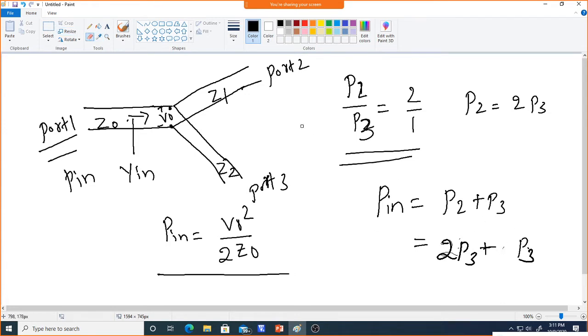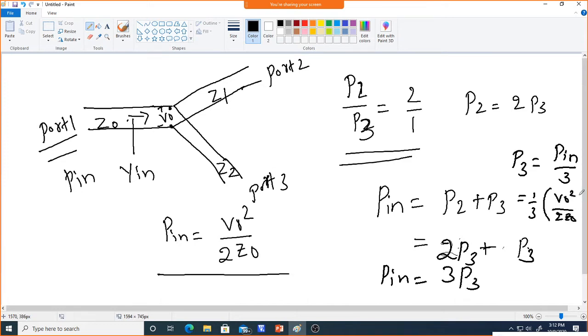So what will your P in be? P2 equal to 2 P3, so P in is 3 times P3. Now we know the input power, and substituting for P3, we get P3 equal to P in divided by 3, that is 1 by 3 times V naught square by 2 Z naught. Similarly, if you substitute P3 in this equation, you will get the value of P2.